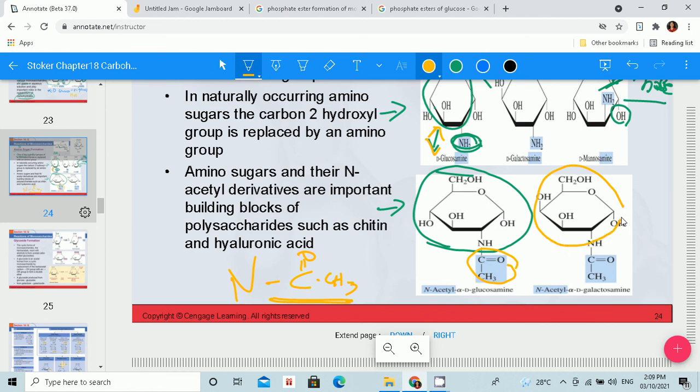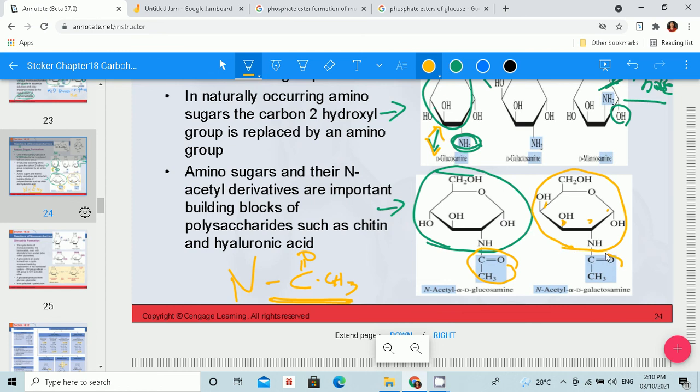What monosaccharide is this? This is galactose, because this one is a glucose. The only difference is the C4. We have carbon 1, carbon 2, carbon 3, carbon 4. Only C4. So this is a C4 isomer of our glucose. So this is our galactose. And this whole thing, because it is attached with an amino, is our galactosamine.